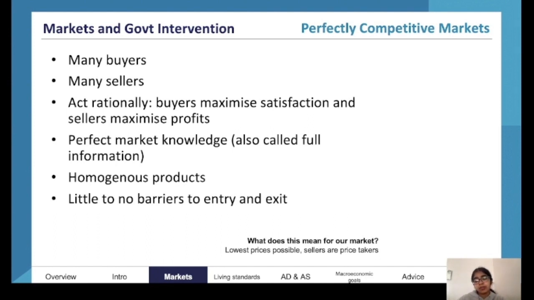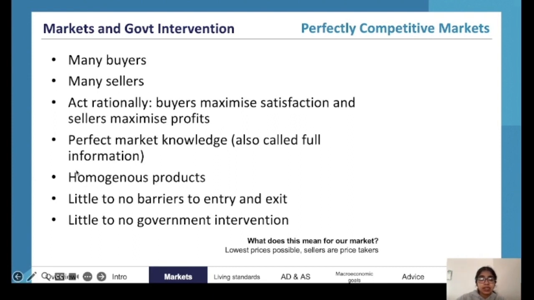So what does this mean for our market? It means that we want to sell at the highest prices possible and buy at the lowest prices possible. So sellers want to sell at a high price, buyers want to buy at a low price, and sellers are price takers because price is the only thing distinguishing the products. That's it. And one more thing, so there's little to no government intervention. So there's no taxes, there's no subsidies. It's just the market works by itself.